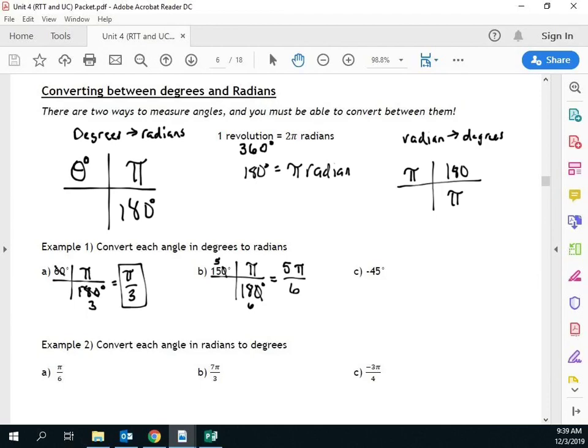All right, negative 45 degrees. Well, you already know in radians it's going to be negative. If the degrees is negative, the radians is negative, okay? And 45 can go into 180. Does anybody know how many times? That's right, Andy. 4 times. And there you go.